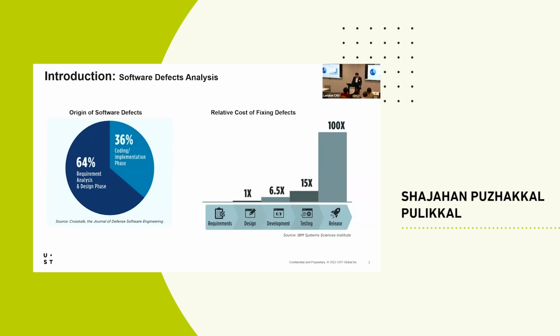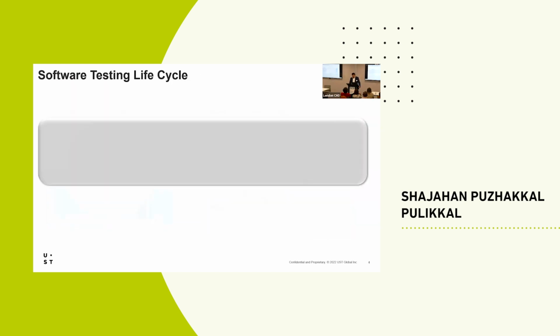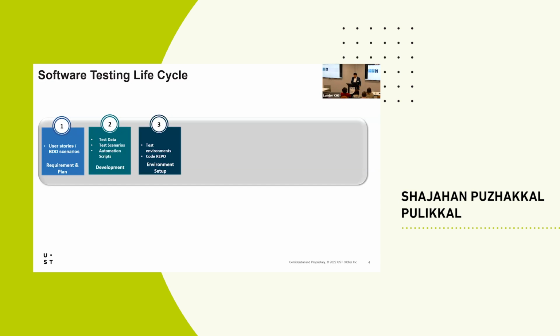So let's get into the software testing lifecycle. Normally we start with the requirements. The project will have some requirements or user stories. The testers or QA engineers will be involved in the BDD scenarios if they follow that approach. Then we move on to test data preparation, test scenario and detailed BDD scenario preparation, and automation scripting. These activities will probably go in parallel with development. With the application development in parallel, the test automation script development will go further. Then we move on to the environment setup.